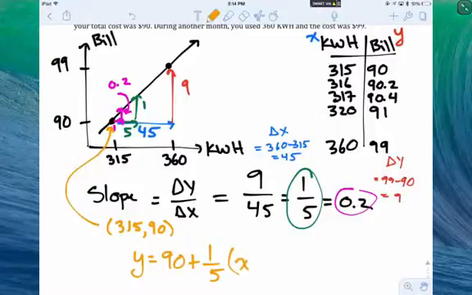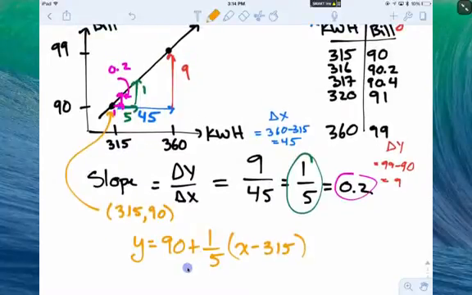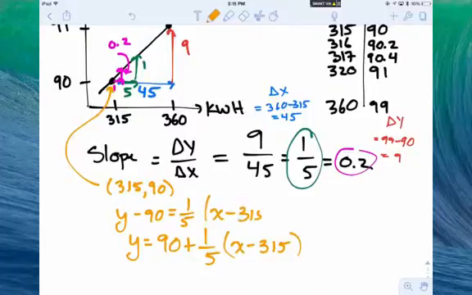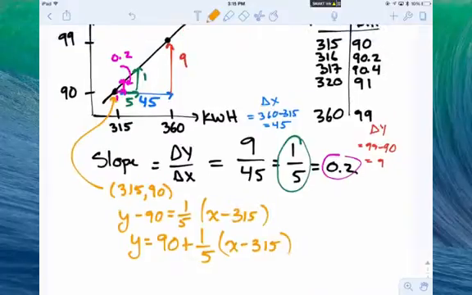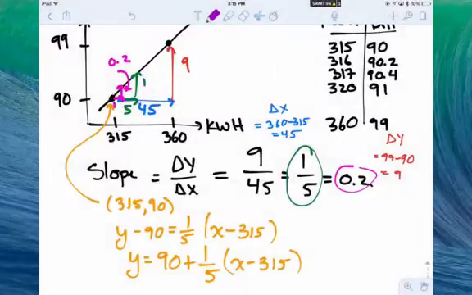So x minus 315. And maybe you guys are aware that I love this form of the equation. If you wanted to, you could have used the point slope form and started with y minus 90 equals 1/5 times the quantity of x minus 315. These are absolutely the exact same thing. You could have used the other point as well. The other point we've got on our graph is the point 360, comma 99.